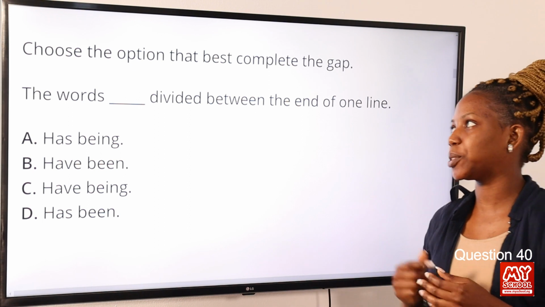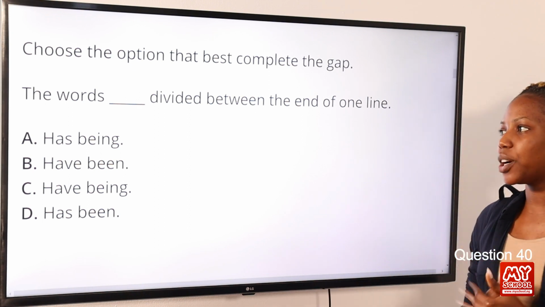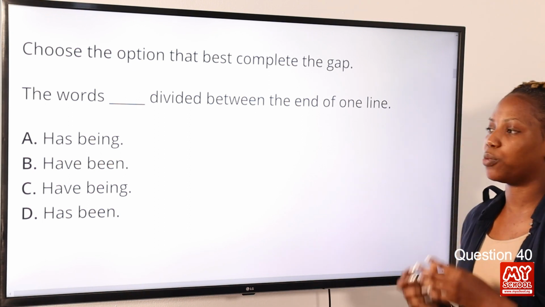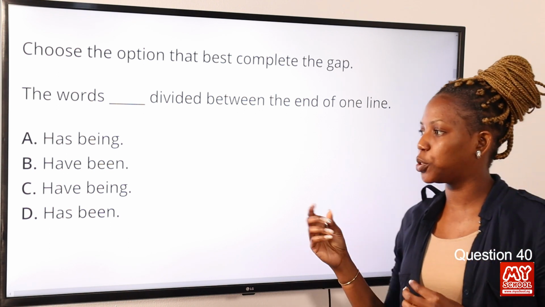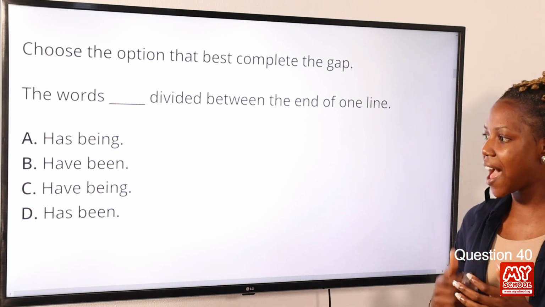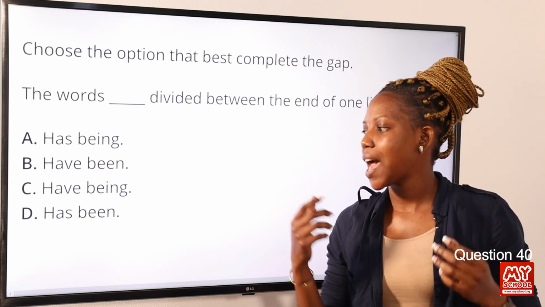Question 40. Choose the option that best completes the gap. The words dash divided between the end of one line. Option A, has been. Option B, have been. Option C, have been. Option D, has been.